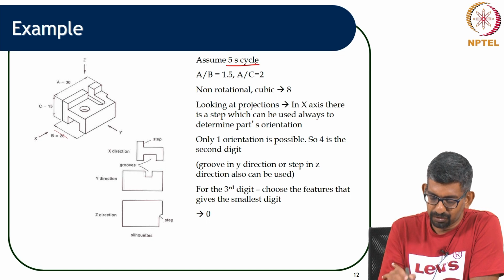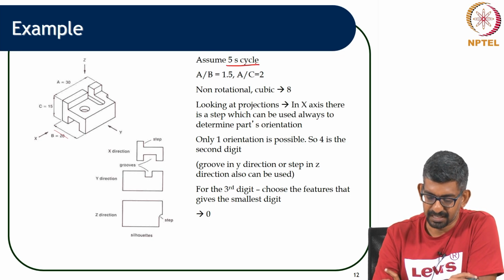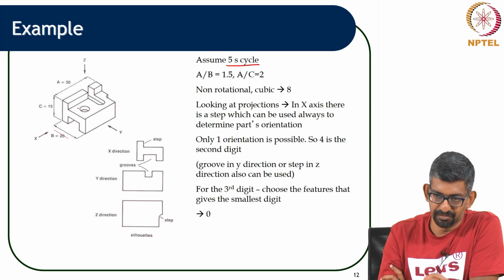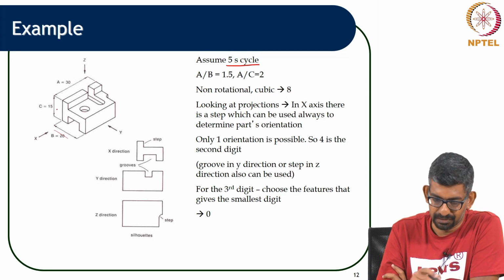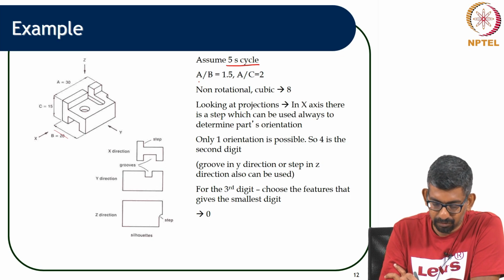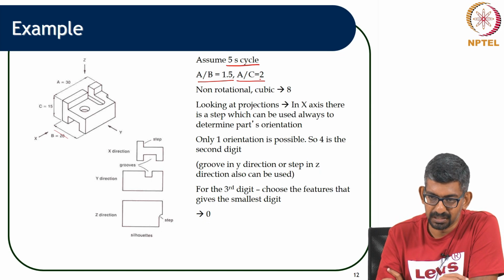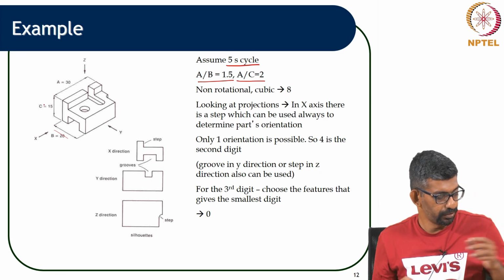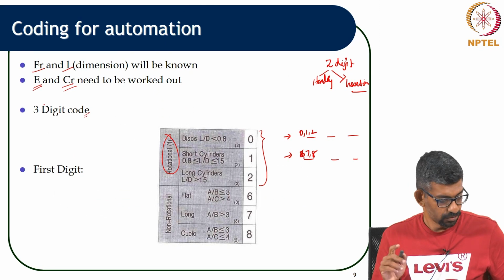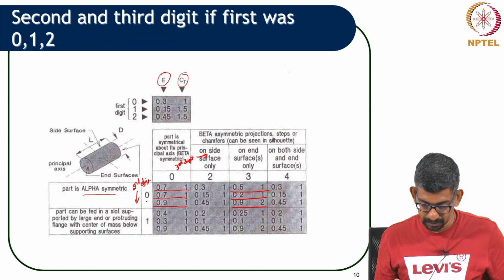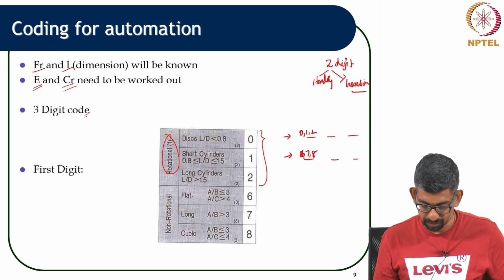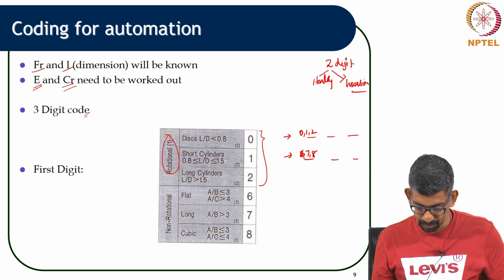First, you know your feed rate, you assume a 5-second cycle, and the component is given in this particular case. A over B, A is 30, meaning your length, B is your width and C is your thickness. So, A over B in this case is 30 over 20, which is 1.5, A over C is 2, 30 over 15. Why do I need this? Because the component that I showed you is a non-rotational component. For a non-rotational component, you need to figure out whether it is flat, long or cubic. So, in this case it was cubic, is that right?